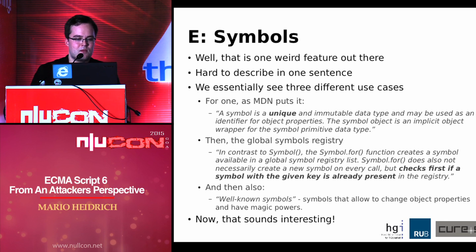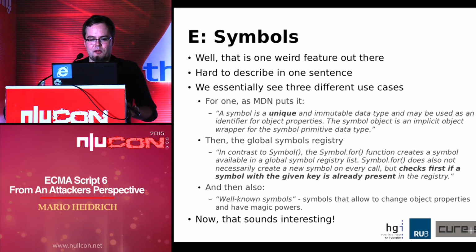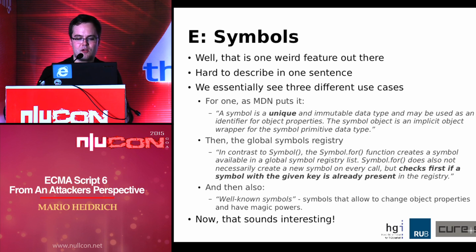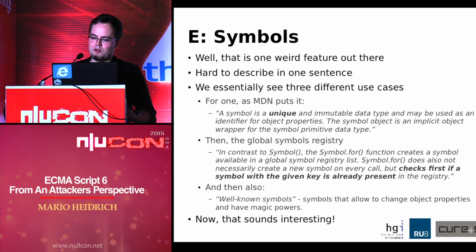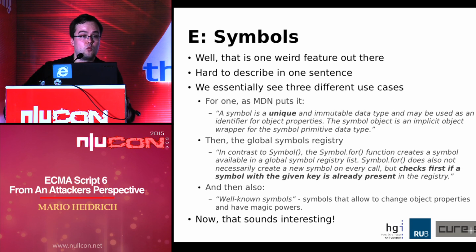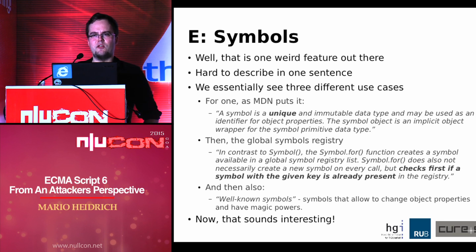Well, maybe not. Another sentence to explain this would be, in contrast to Symbol, the Symbol.for function creates a symbol available in a global symbol registry list. Symbol.for does also not necessarily create a new symbol on every call, but checks first if a symbol with a given key is already present in the registry. Like, all right, what are symbols? I don't get it. And there's also well-known symbols with special symbols. You could say well-known symbols can allow to change object properties and have magic powers. And that is indeed the fact. They do have magic powers.